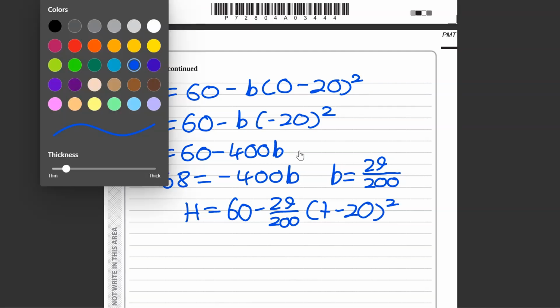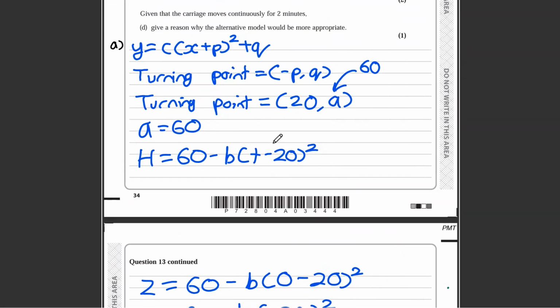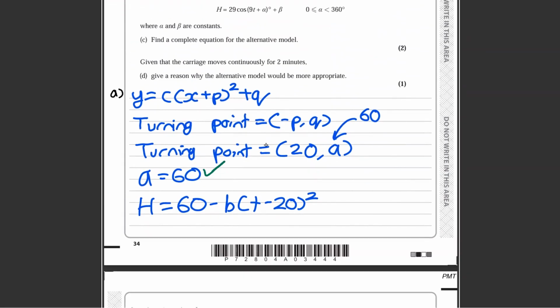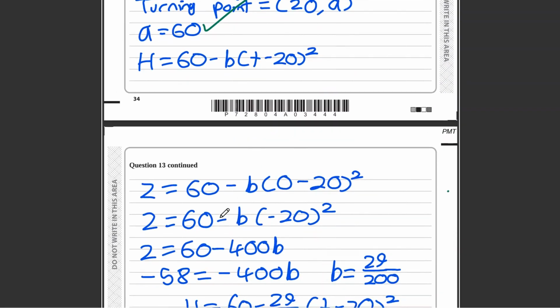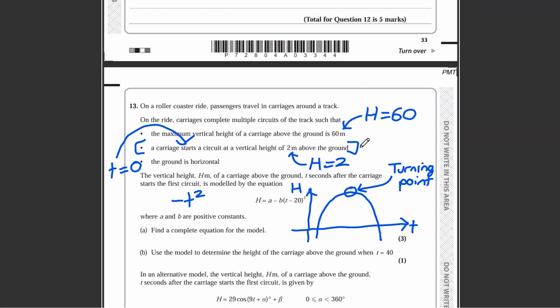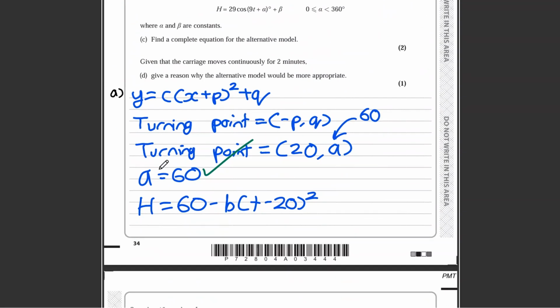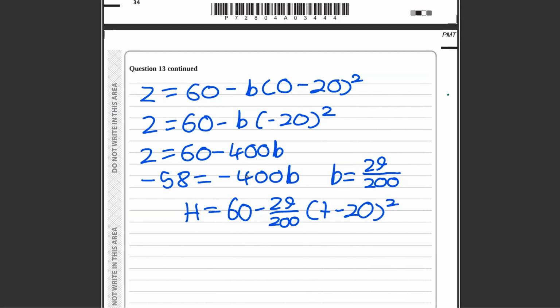In order to get the 3 marks here, you get 1 mark for figuring out that A is equal to 60. You get another mark for realizing kind of here that H is equal to 2 and T is equal to 0, and then subbing this in and trying to figure out B, and then you get the final mark for finding the full equation.